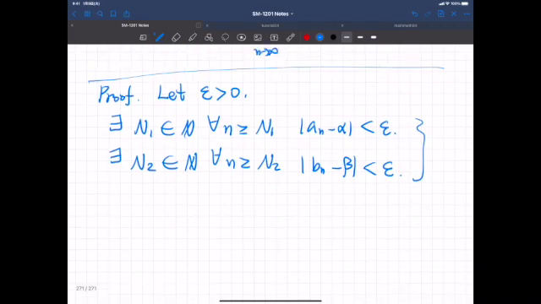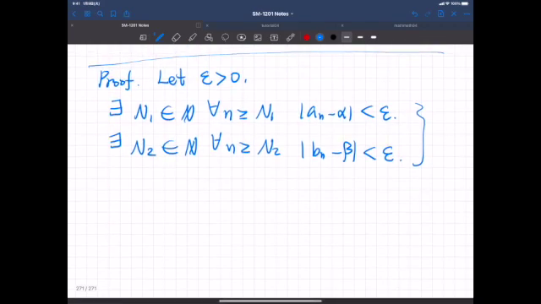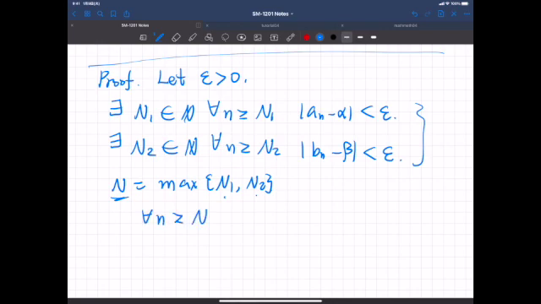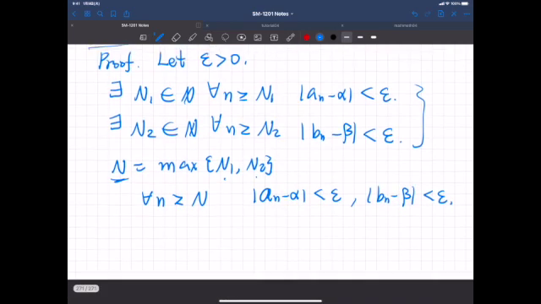Now we skip part 1 because it's just a special case of part 3. So let's prove part 2 first. Let's define n as the maximum of n1 and n2, that means the bigger of these two. So for all natural numbers greater than n, we have both |an minus alpha| less than epsilon and |bn minus beta| less than epsilon.